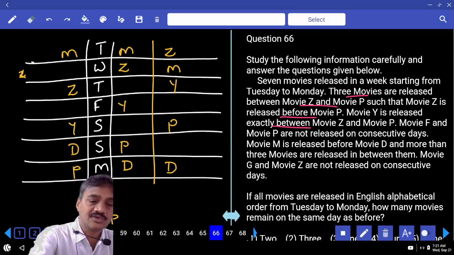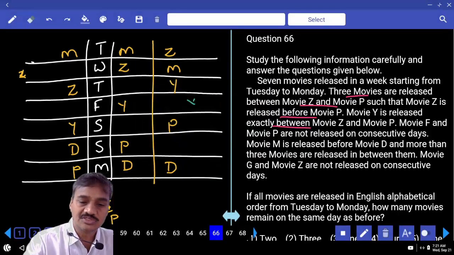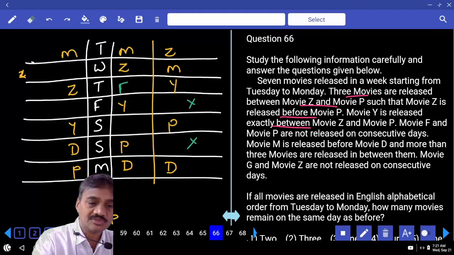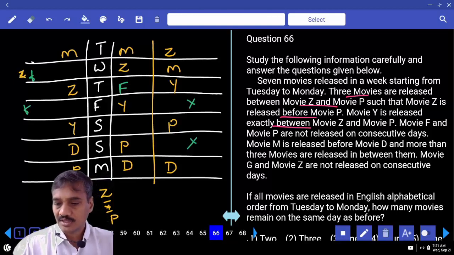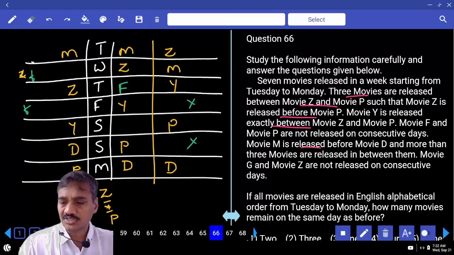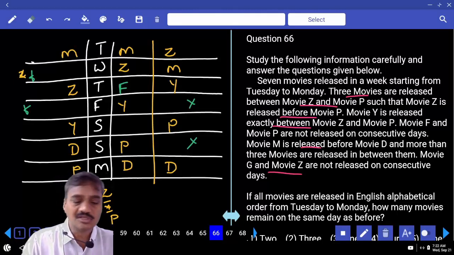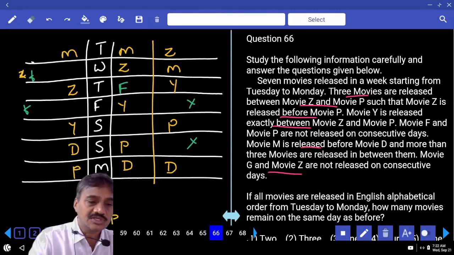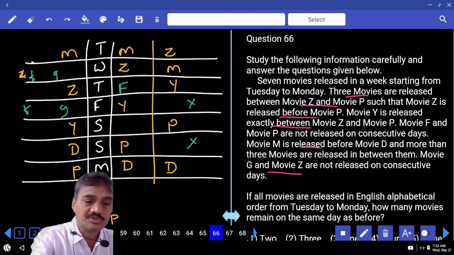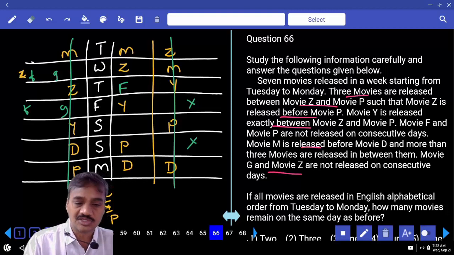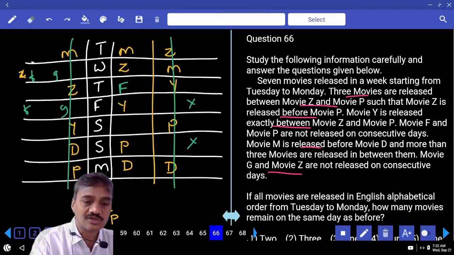In this case, F and P not on consecutive days is ruled out. And next one, in this one, F must be at this place. Now in this one, F can be either here or here. There are 2 different possibilities. And next one, F and M. And movie M is released before D and more than 3. And movie G and Z are not released on consecutive days. Hence G must be either here or here. Is it possible? Not possible. This case is also ruled out. This is also ruled out. Then G and Z are not on consecutive days.